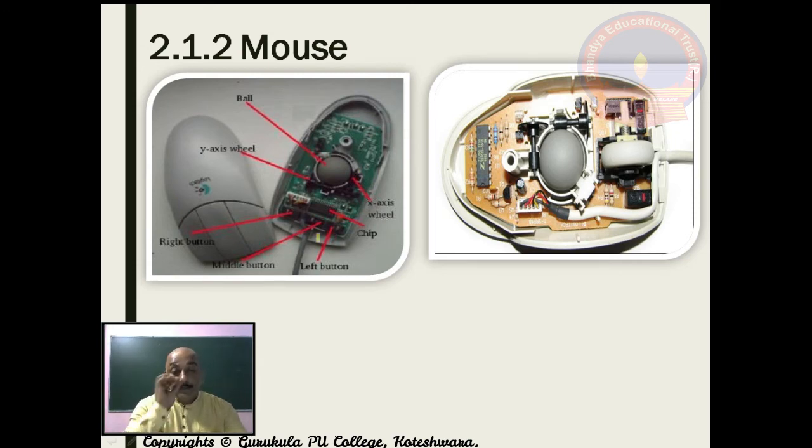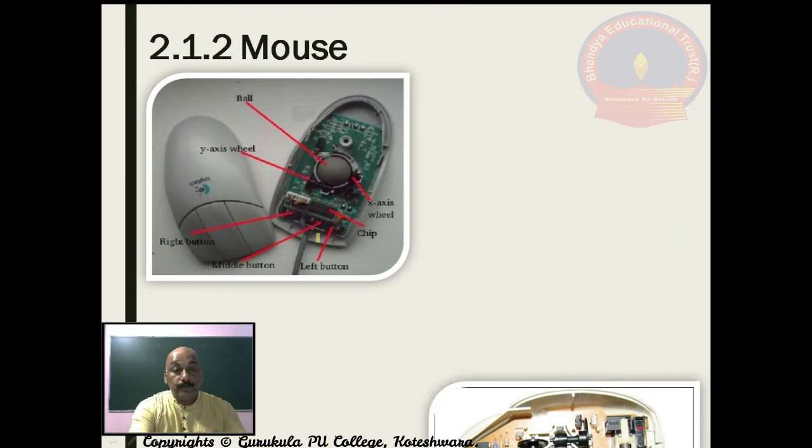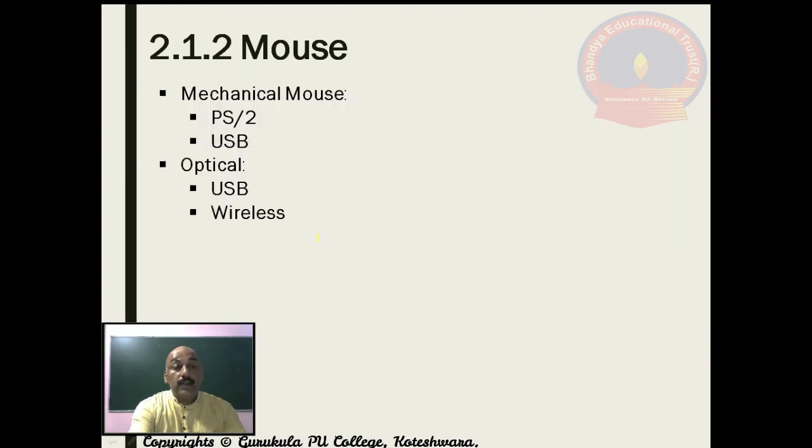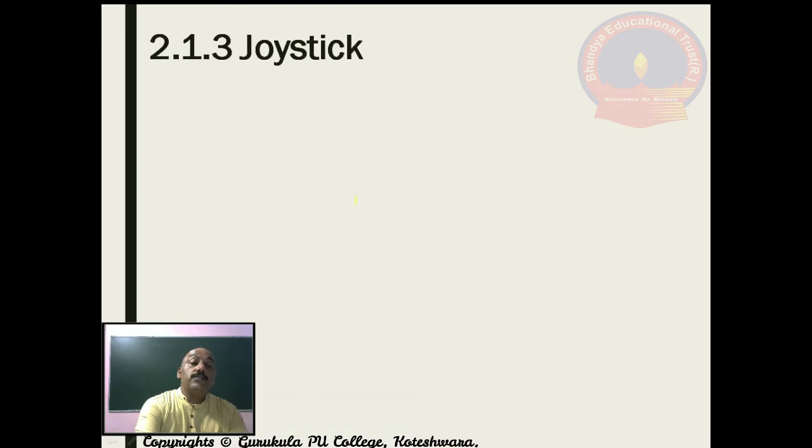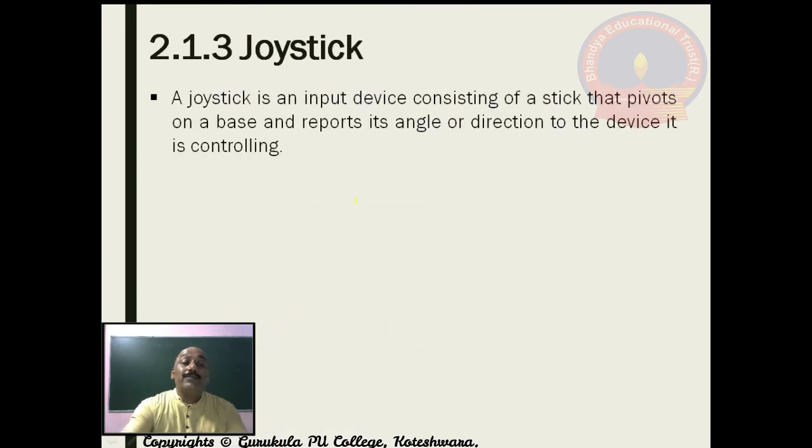Moving forward, the next one is optical, USB and wireless. Now here you see in this picture, here light comes. Instead of a ball they have used light. When it touches the surface, it gives an input. Okay, this gives an input. So moving forward, let me speak about the joystick.